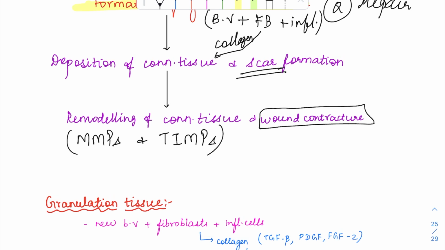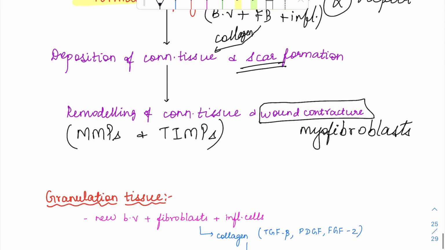So normally we don't get that big a scar. We are going to have a very small scar. That is due to the wound contracture. So wound contracture is due to some cells called myofibroblasts. These are nothing but fibroblasts only. They acquire some muscle property and they are called muscle fibroblasts. So muscles are capable of contraction. So these myofibroblasts cause the wound contracture.